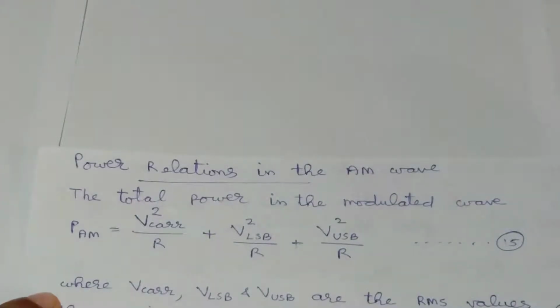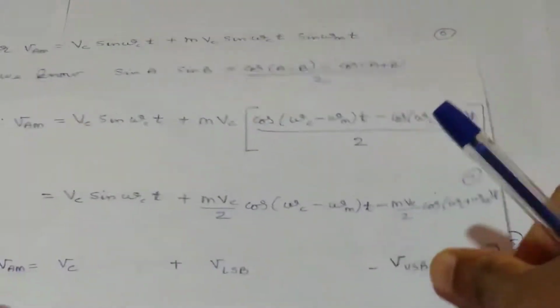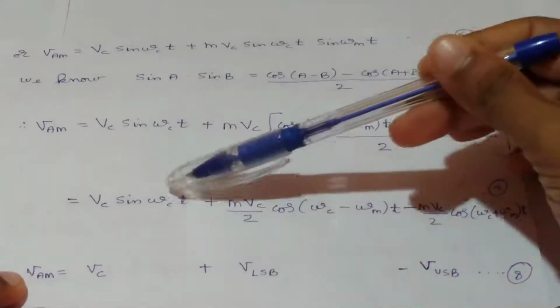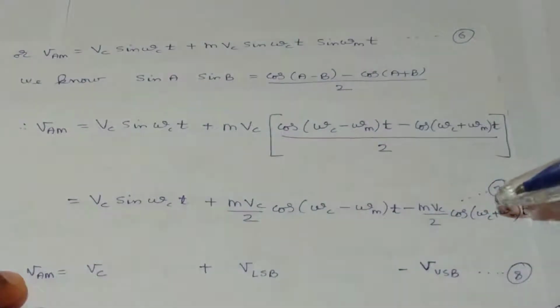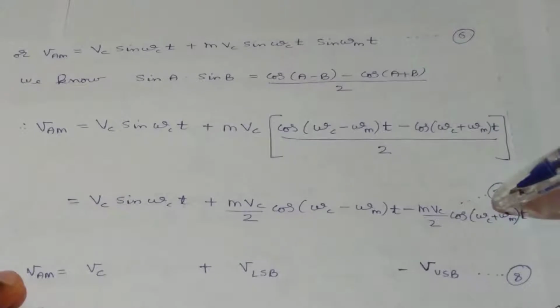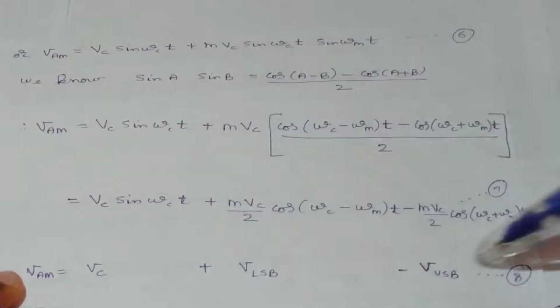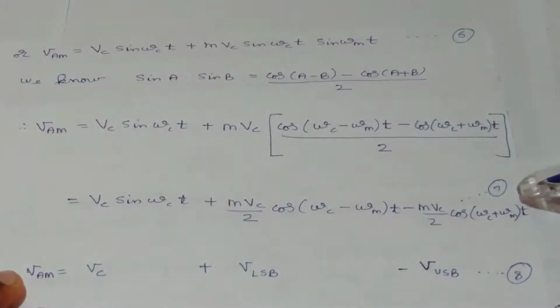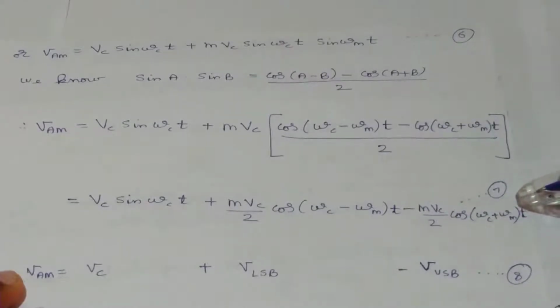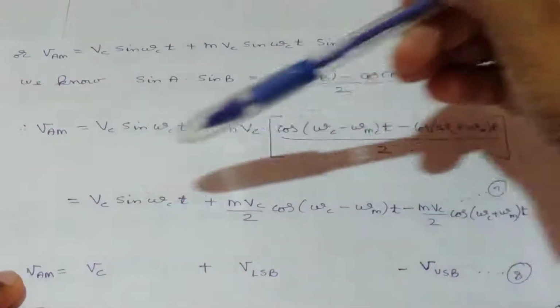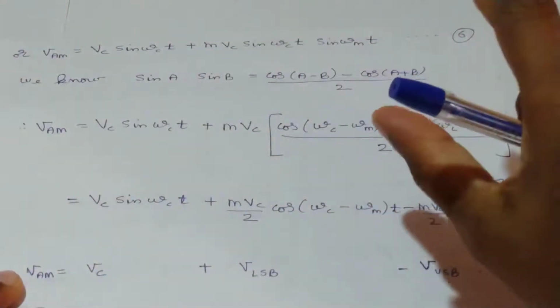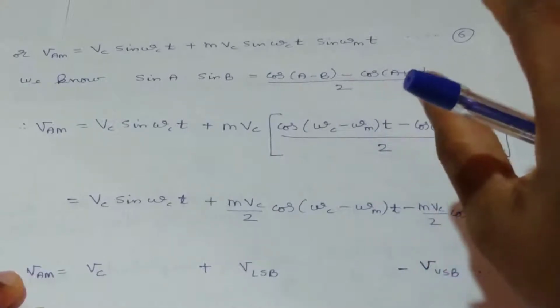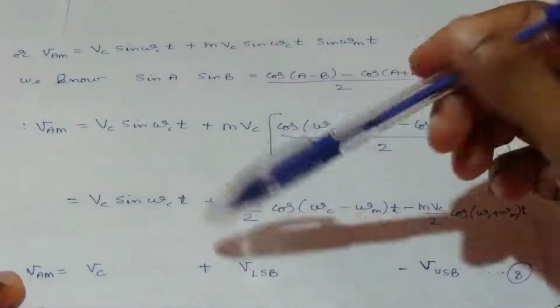We have already studied in our previous class that when we consider an AM signal, it consists of three components: the carrier component, the lower sideband component, and an upper sideband component. So when we calculate the power developed by this AM signal when it is passed through a resistance R, we need to calculate the power developed by these three components individually, and then add those three powers together to get the total power developed by the AM signal.